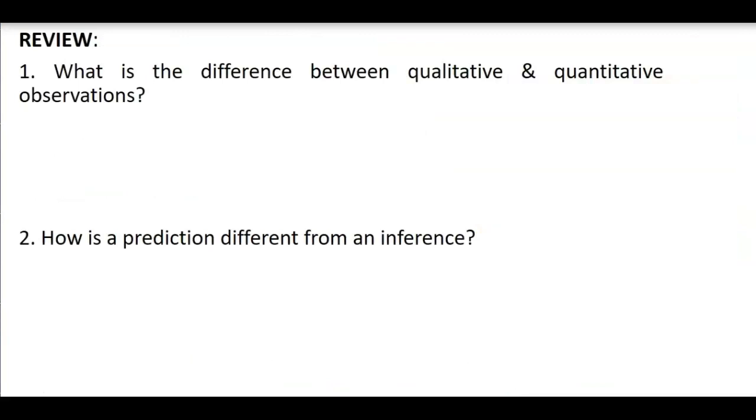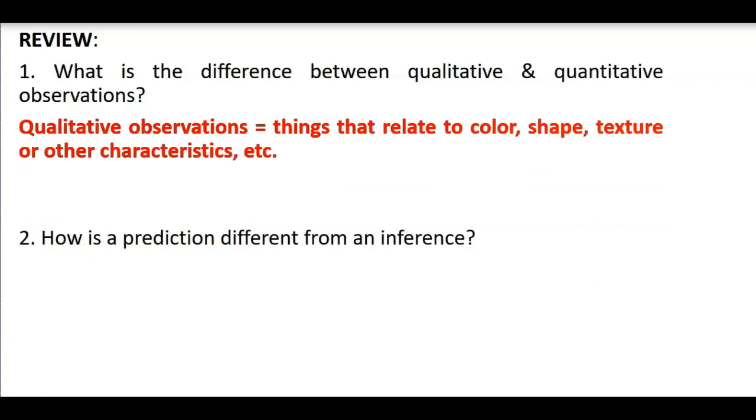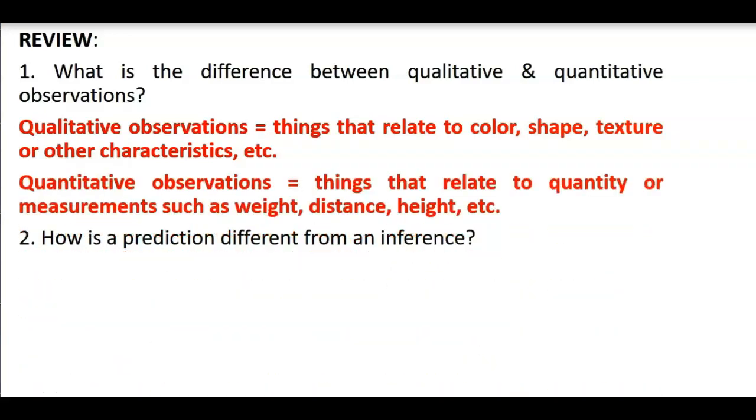Let's review. What is the difference between qualitative and quantitative observation? Qualitative observation, things that relate to color, shape, texture, or other characteristics, again using our 5 senses. Quantitative observations, things that relate to quantity or measurements, such as weight, distance, height, and again it will always include numbers because we're measuring it.